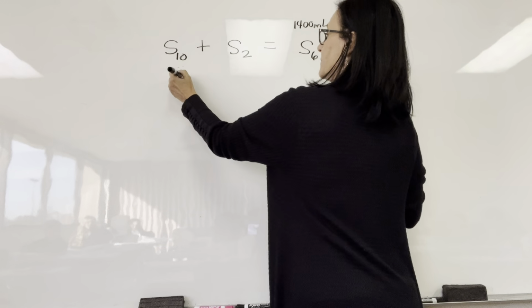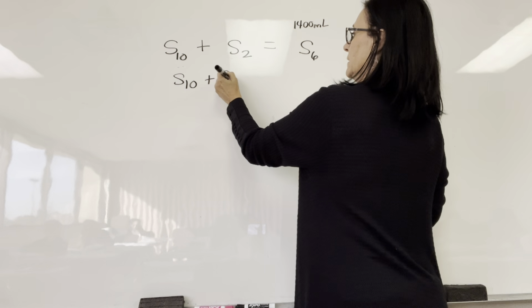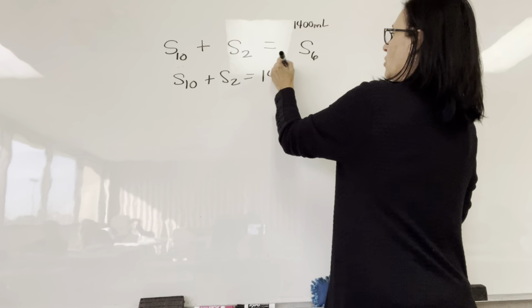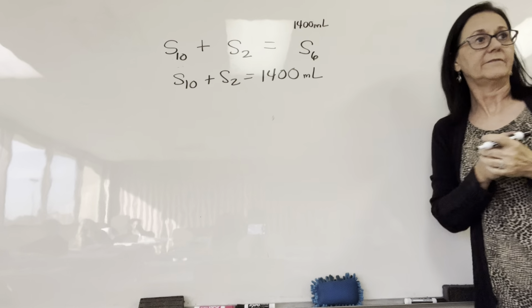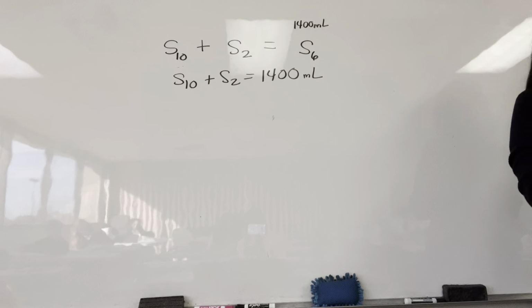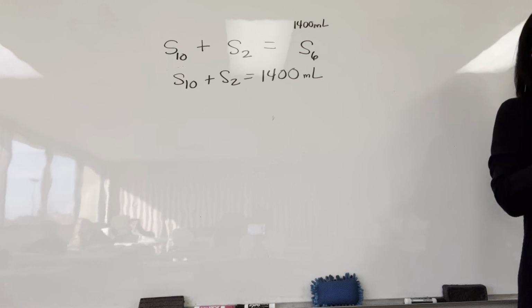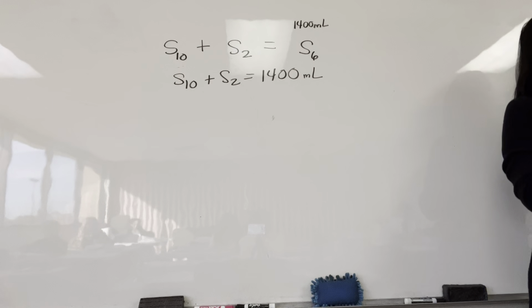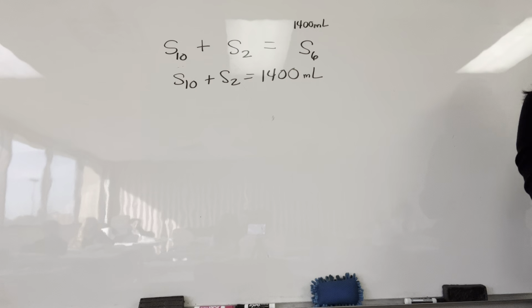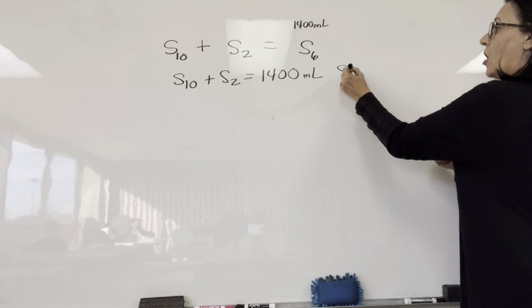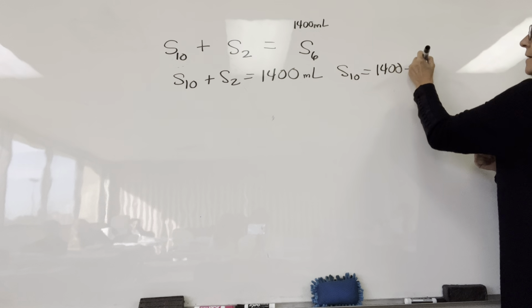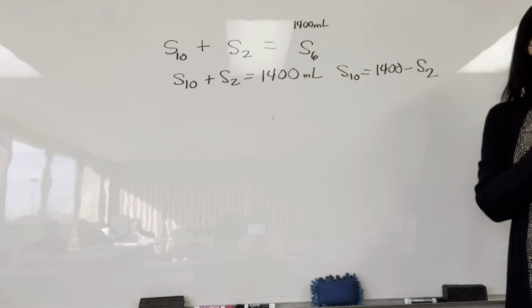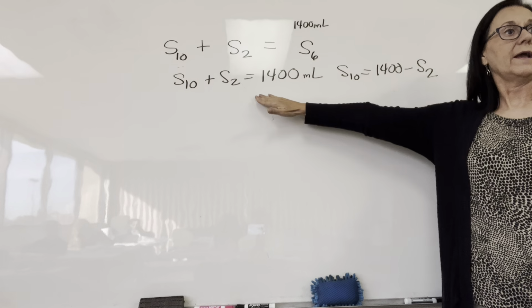So I'm going to go ahead and substitute that in for salt 6, because I know that's how much I want to have in the end. Now what do I do? Ashley? You would find what salt 10 equals. Okay, I can. Salt 10, I'm going to subtract salt 2, is 1,400 minus salt 2. All right, but what's my second equation?